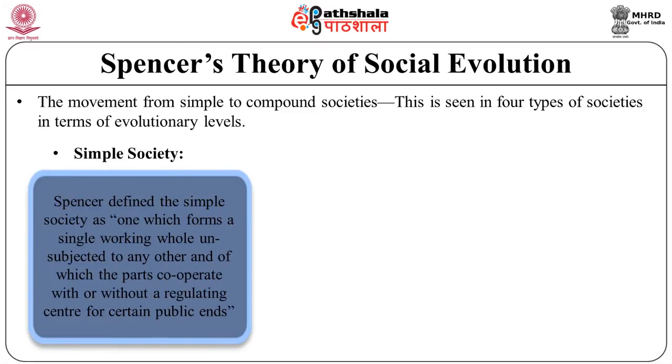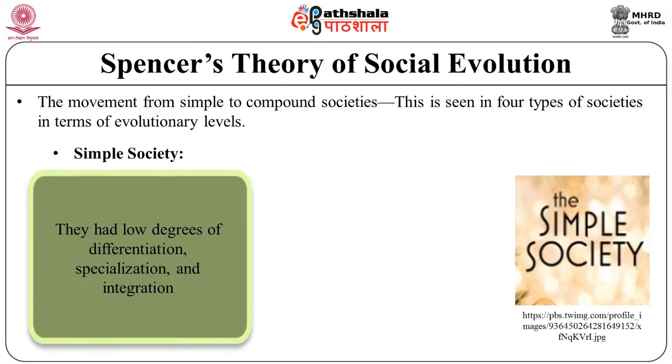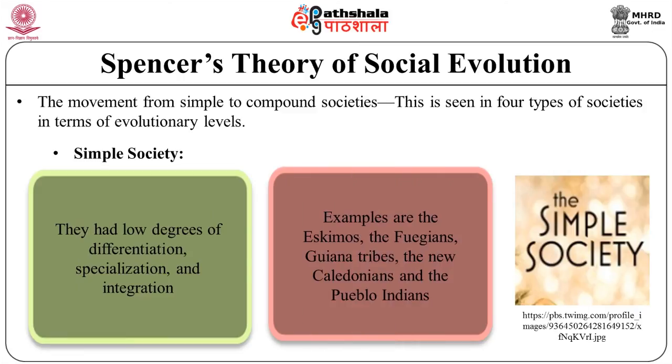Spencer defined the simple society as one which forms a single working whole, unsubjected to any other, and of which the parts cooperate with or without a regulating center for certain public ends. These societies were predominantly small, nomadic, and lacking in stable relationship structure. They had low degrees of differentiation, specialization, and integration. Their examples are Eskimos, the Fijians, Guinea tribes, the New Caledonians, and the Pueblo Indians.